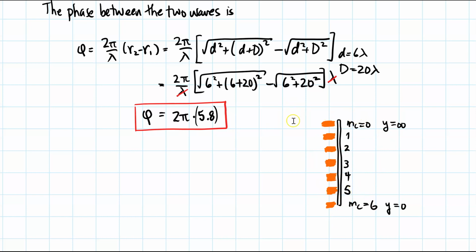Let's add in the phase values for these guys. So we know that at y equal to infinity, the phase is 0. And as we go all the way down here, because this is mc equal to 6, we know that this is 12 pi. Note that this phase is very, very close to 12 pi. So this is not at the maximal constructive interference, but it's close to the maximal interference.